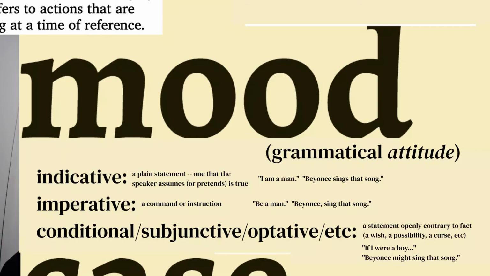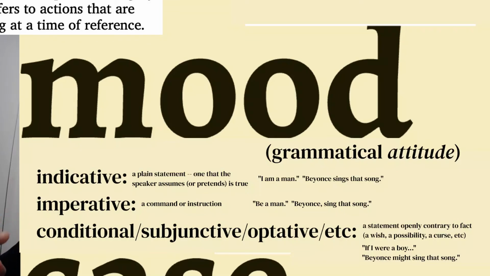Suffice to say that in these cases, whereas indicative simply uses the verb, imperative uses the bare form of the verb by stripping down its inflection. So for the indicative, we have, I am a man. Beyonce sings that song. For the imperative, we have, be a man, right? We've uninflected I am to its infinitive form. I am a man, be a man. Beyonce sings that song. Beyonce, sing that song. You see how we've taken away the inflection to make it a command or an instruction?